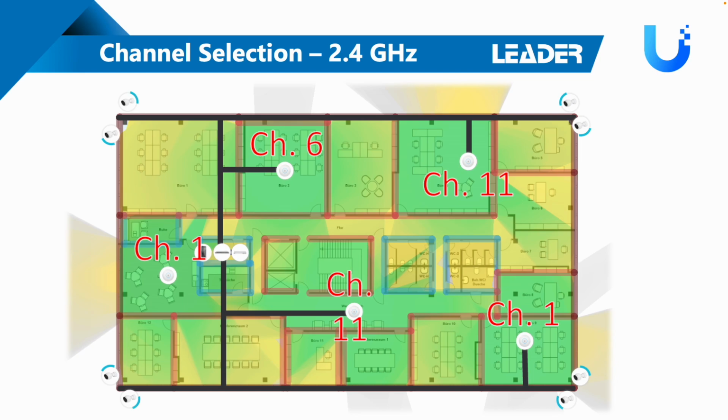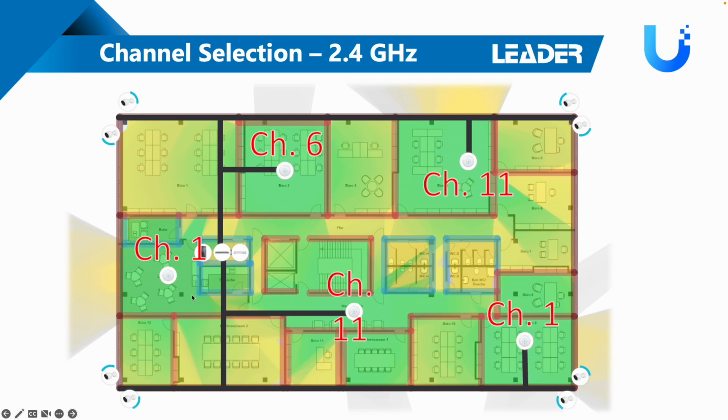Let's take a look at a correct setup, or the best term for this would be a meh setup. So what this is I've got my channel 1 selected, that's fine. Channel 6, perfect. Got channel 11, so 3 non-overlapping channels.